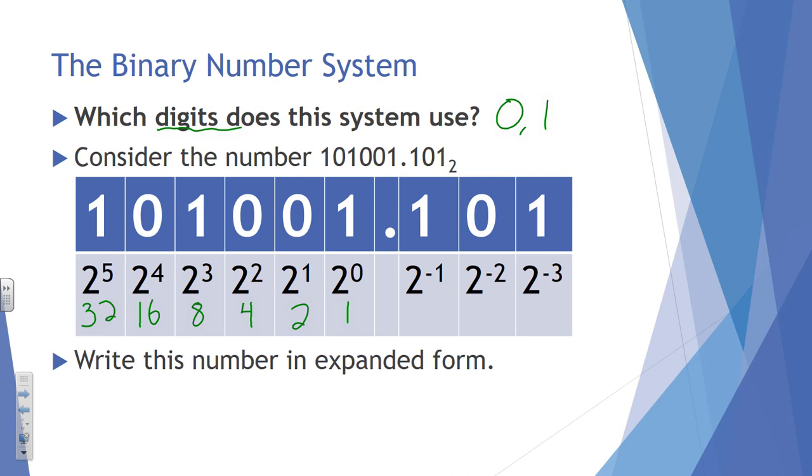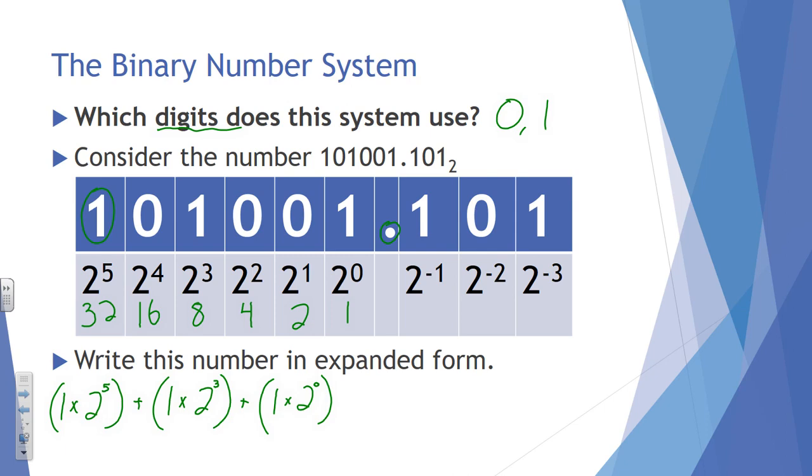And so if we expand the left half of this number, we have 1 times 2 to the 5th. We don't have any 2 to the 4ths, but we do have 1 2 to the 3rd. We don't have any 2 to the 2nd power, or 2 to the 1st power, but we do have 1 2 to the 0th power. And then we get to our binary point. We often call that a decimal point, but since this is a binary number, it's our binary point.